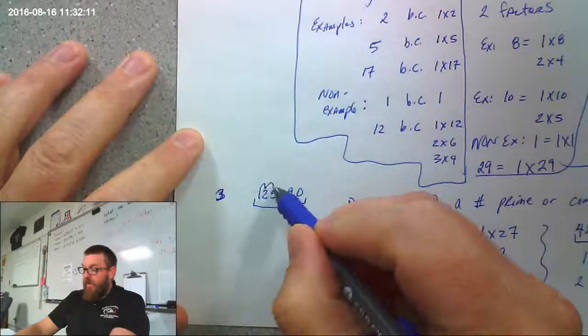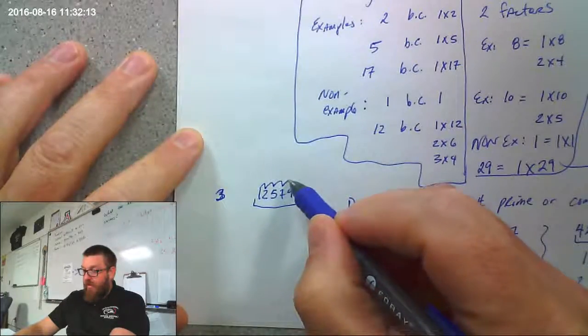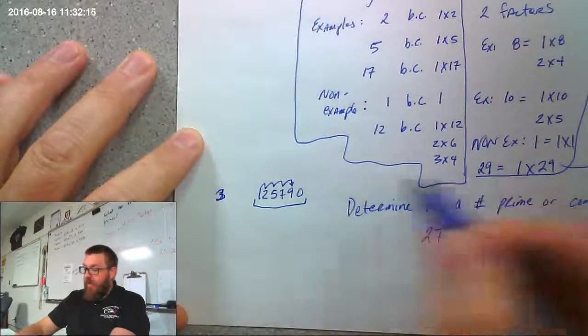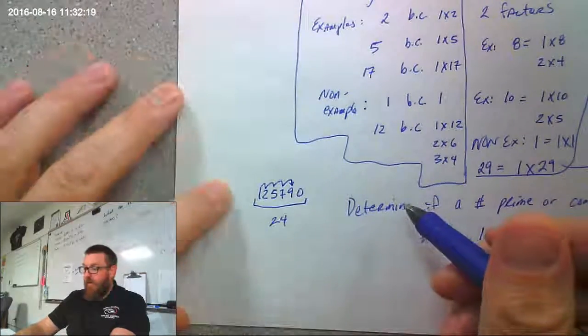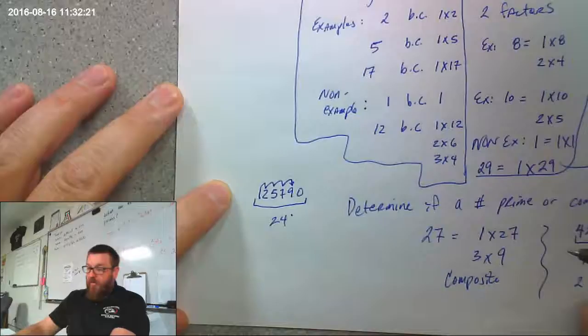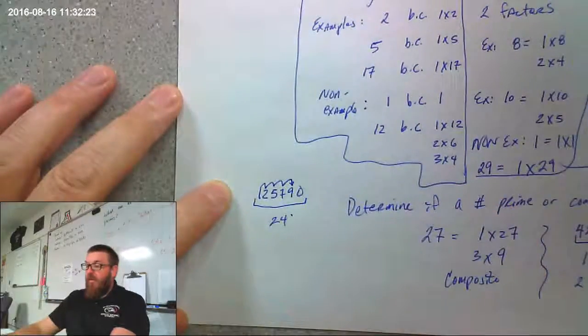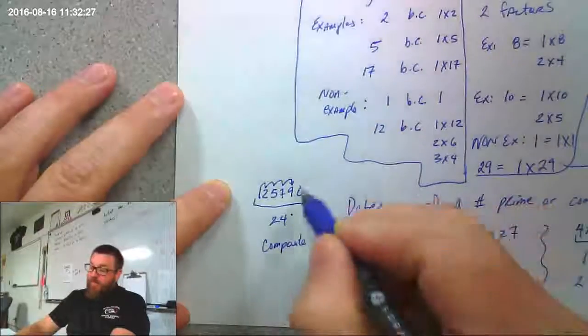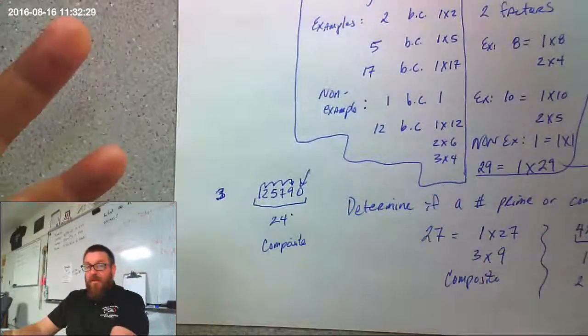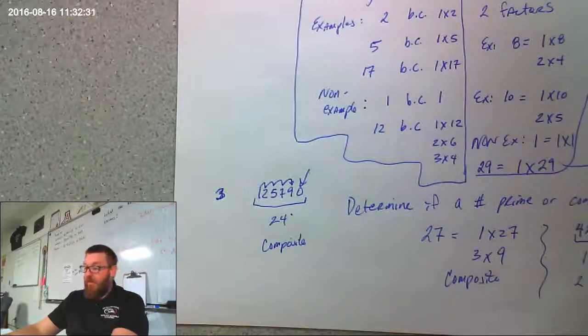1 plus 2 is 3, 8, 15, 24, plus 0. So all of those numbers add up to 24. 3 goes into 24. So 3 goes into this. So therefore, it's composite. Also, it's composite because it ends in 0, which means 5 goes into it. Also means that 2 goes into it.